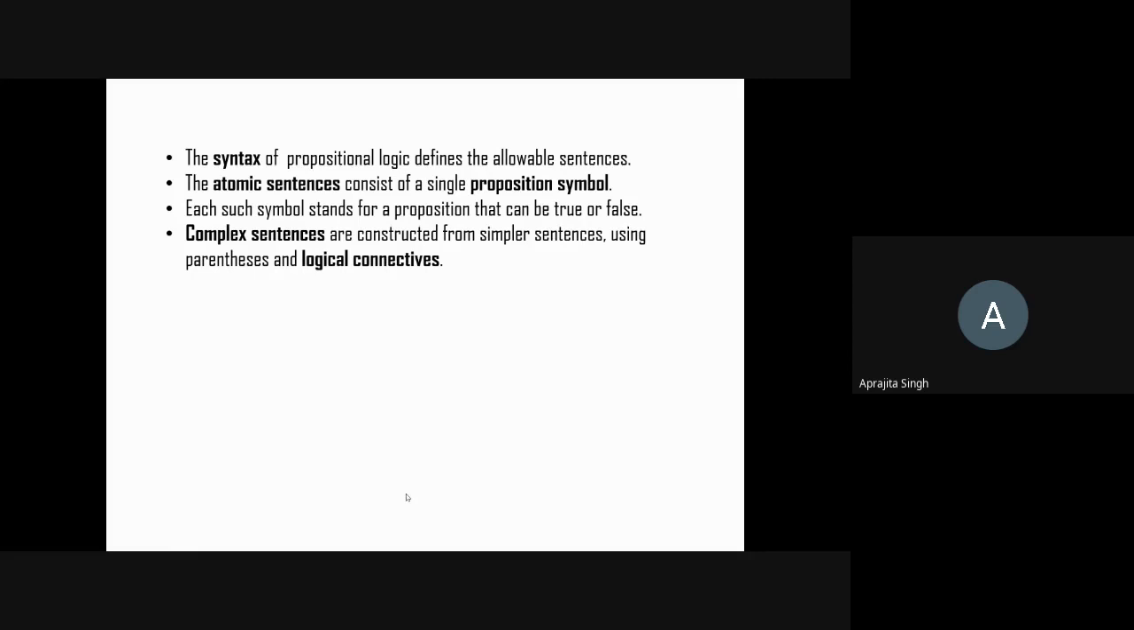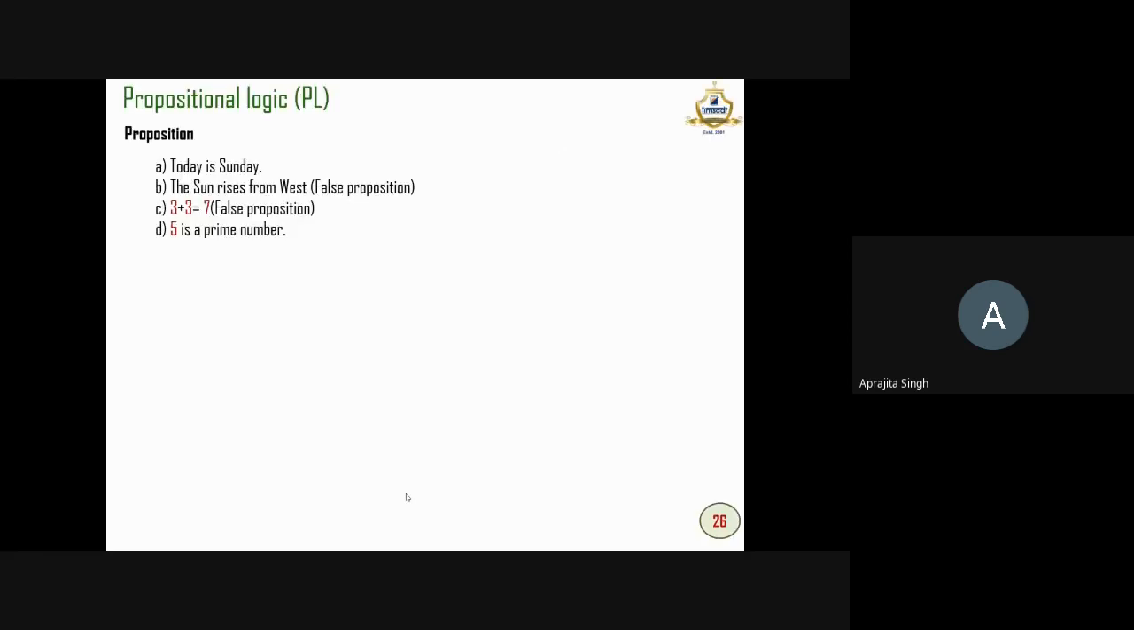An atomic sentence consists of a single propositional symbol. Each such symbol stands for a proposition that can be true or false, and complex statements can be made by the connectives. For example, an atomic statement is A or not A. This is a simple statement. If you want to make a complex statement, you can say A and B or C, and you make a complex statement like that.